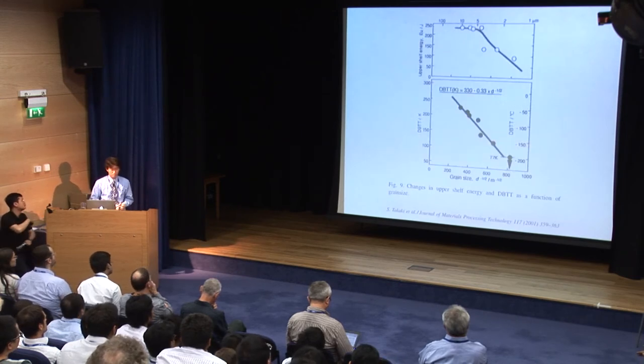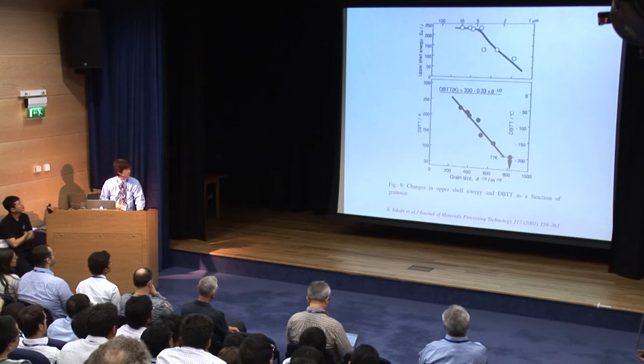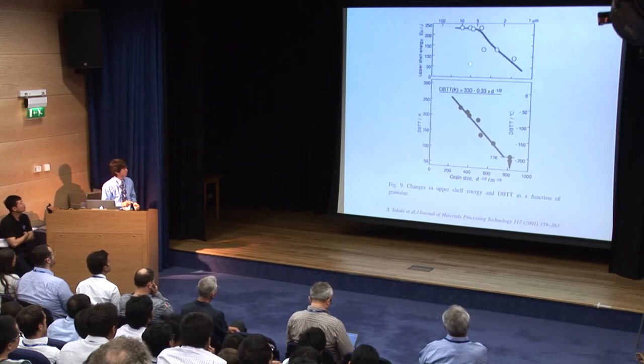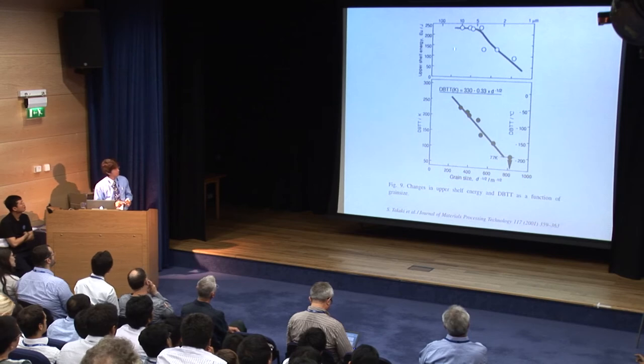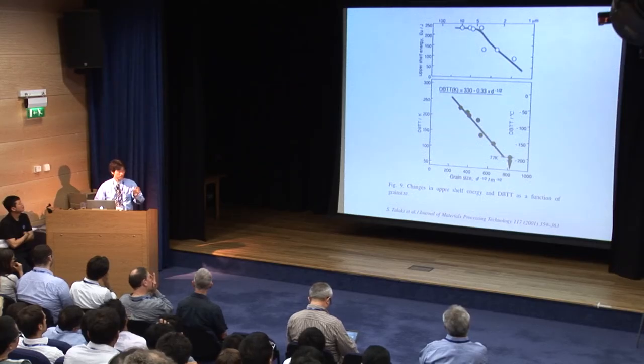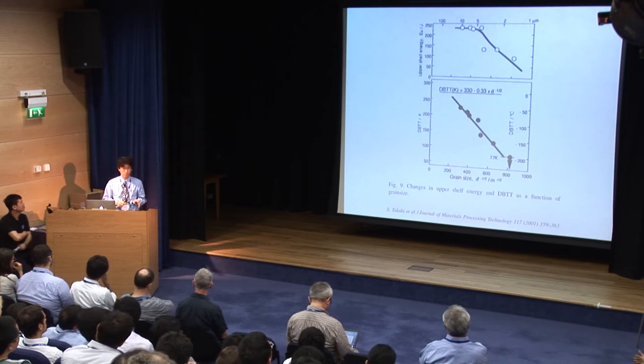Professor Takaki reported the change in the upper shelf energy as a function of the grain size. And according to this result, upper shelf energy decreases with the decrease of the grain size. And this tendency is in agreement with our simulation results. And one of the reasons for this decrease is maybe due to the grain boundary density. But our results are just two calculations. So more detailed simulations or more experimental investigation are needed, I think.